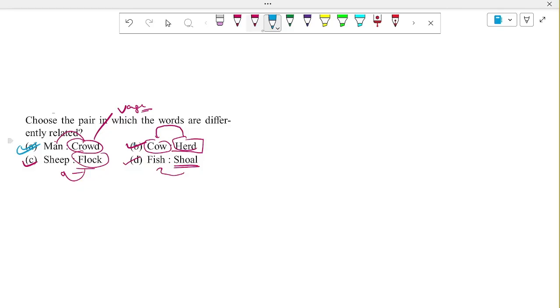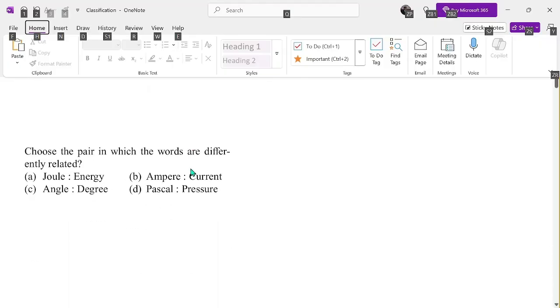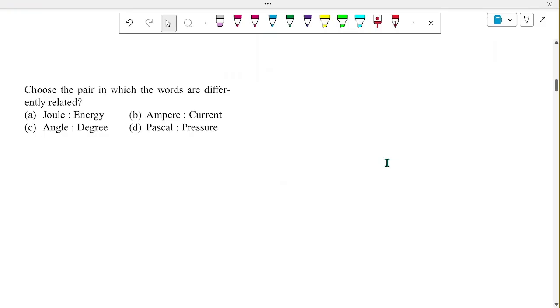If you want to solve such questions, you need to have an understanding of such words. You need to know what a group of lions is called, or what a group of tigers is called. All of this has to be known once, and whenever you are solving such questions, it will be easy. Fine. Now the next question we'll see. This one is a bit easier for you. Just try to solve this one. Choose the pair in which the words are differently related. You need to find the relation between these two words and try to make out which one is different from the others.